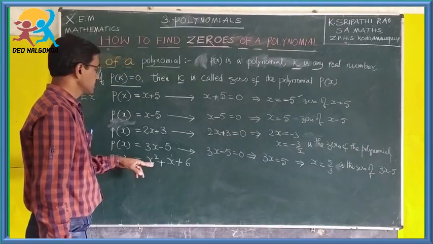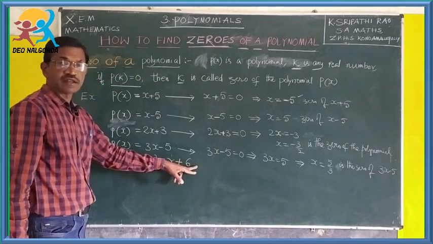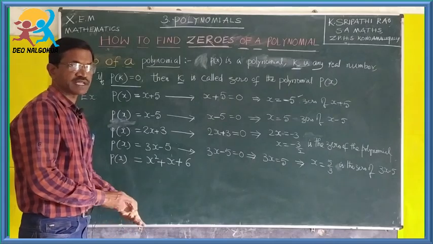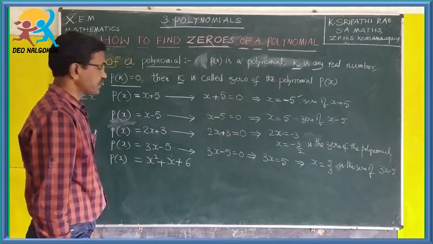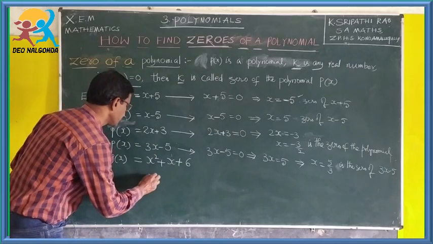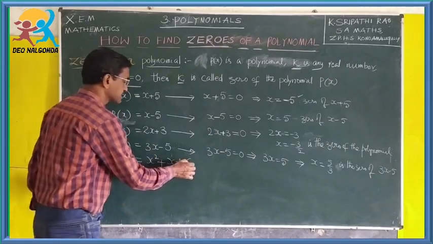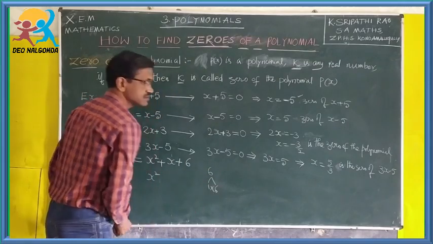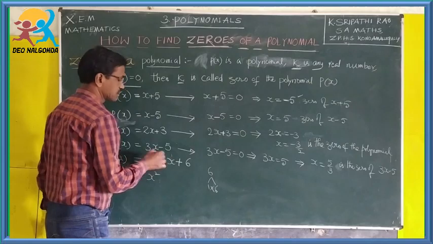Then how do we find the zero of a polynomial if a quadratic polynomial is given? For a quadratic polynomial, we have to factorize. How to factorize this one? Take 6 here and factorize 6: 1 into 6 is 6, but 6 plus 1 is 7.